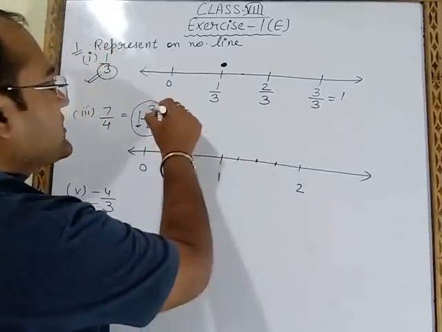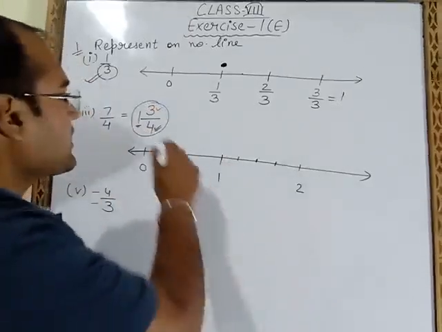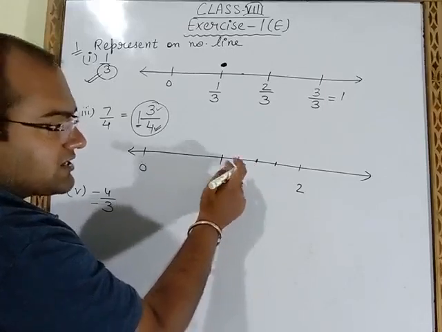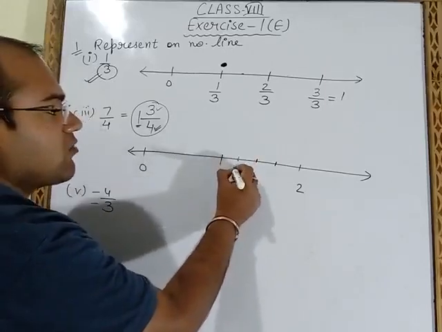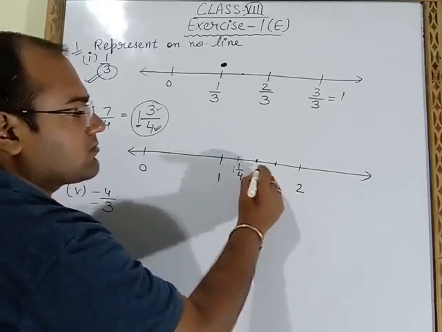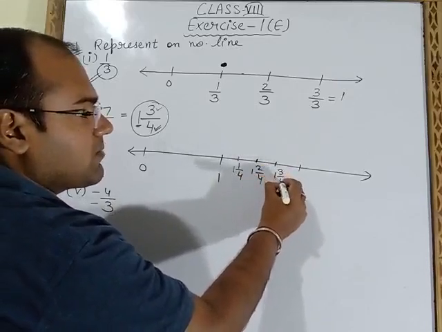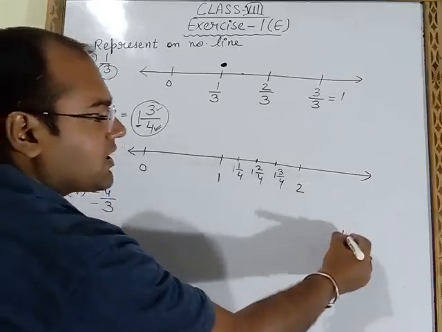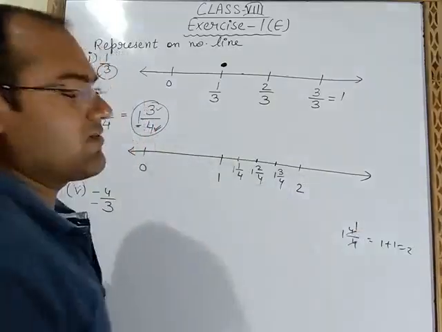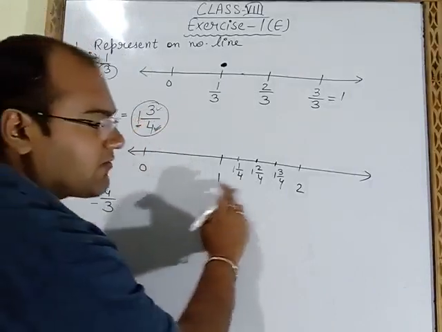Now after that, what is this? 3 upon 4. 1 whole means between 1 and 2 this will come, and 3 upon 4 means this first mark, coming after 1, we write as 1 whole 1 upon 4. The second one is 1 whole 2 upon 4. The next one is 1 whole 3 upon 4, and the next one will be 1 whole 4 upon 4. 4 and 4 will get cancelled, giving 1. So 1 plus 1 will become 2. That's why we wrote 2 here. So 1 whole 3 upon 4 will come in between 1 and 2.